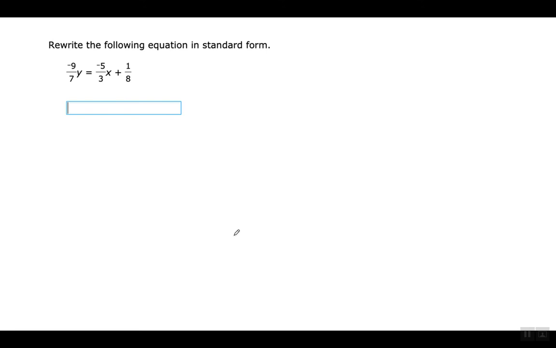All right, so let's look at how you do it. It's very similar to what I just did. So on this one, first I'm gonna move this term to the left so that A will not be negative.